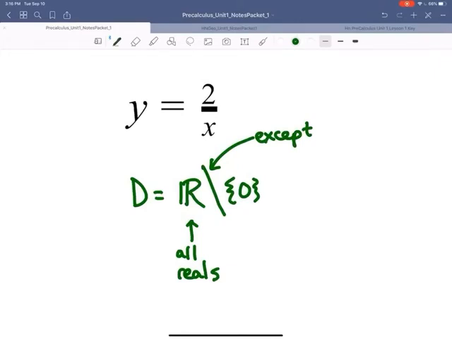And similarly, we're going to get out very large numbers as outputs, numbers that are close to 0, numbers that are large in magnitude and negative, numbers that are very small and negative, but we're never going to get an output of 0. So that means that the range is all real numbers except for 0.